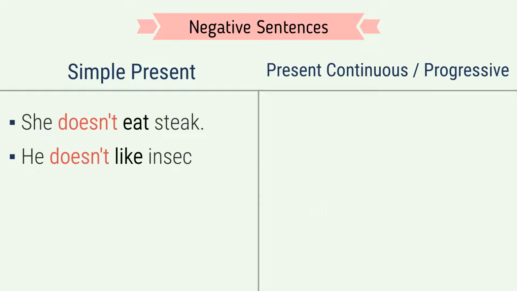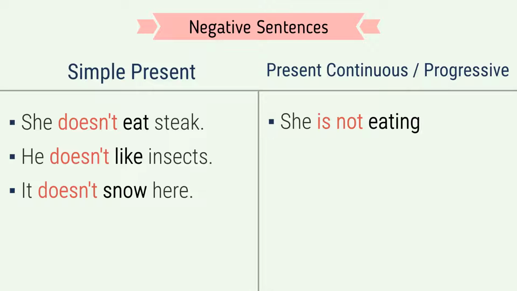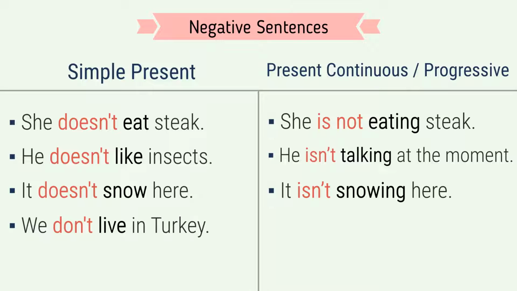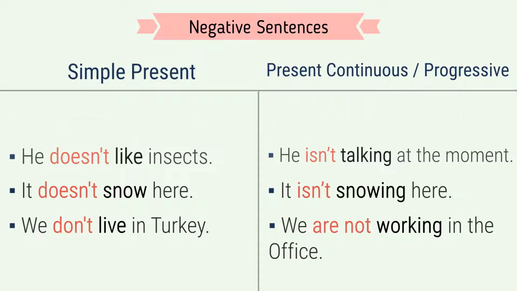He doesn't like insects, and it doesn't snow here. On the other hand, she is not eating steak. He isn't talking at the moment. It isn't snowing here. Is not. We don't live in Turkey. We are not working in the office.